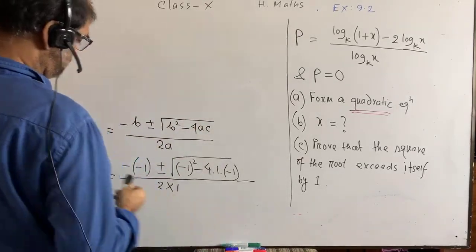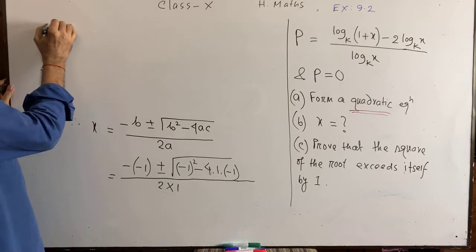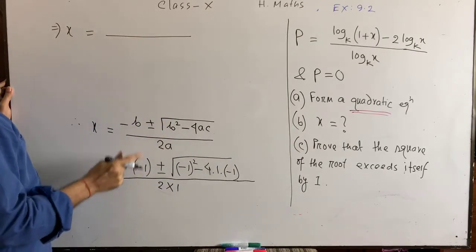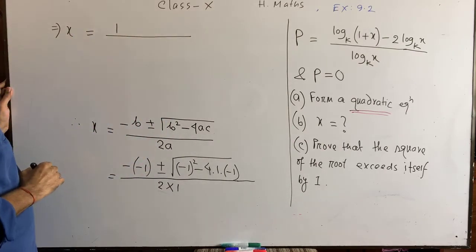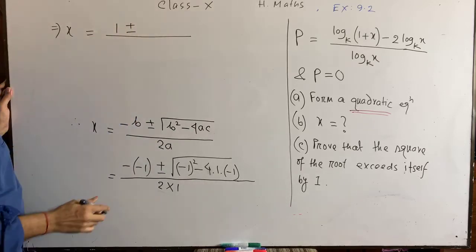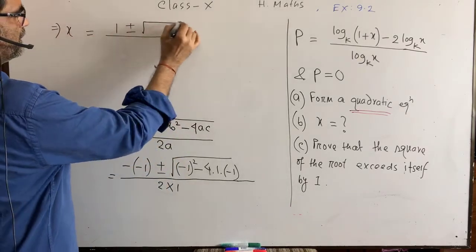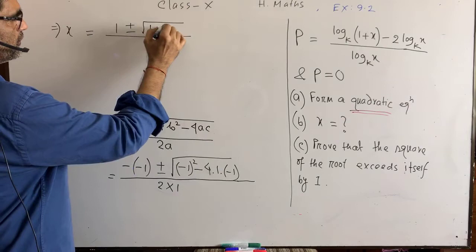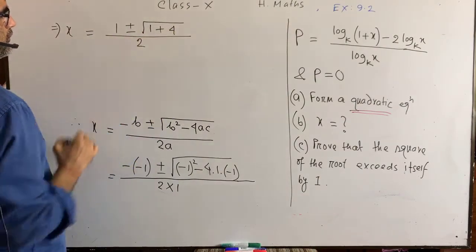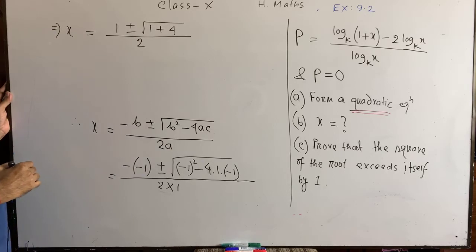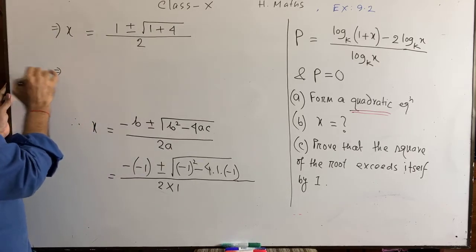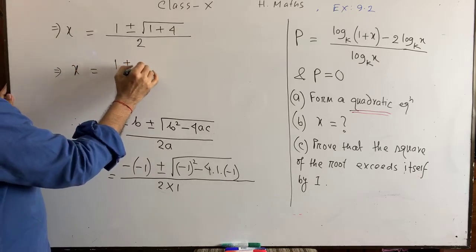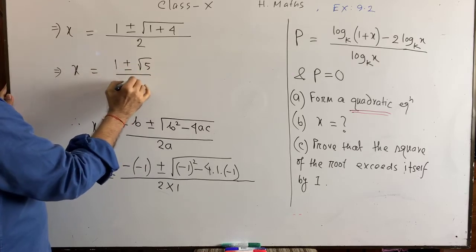Now we can write here, implies that x is equal to minus minus plus 1 plus minus, it is what? Okay, write down, it is minus 1 whole square, means 1 minus minus plus 4 by 2. That means x is equal to 1 plus minus root 5 by 2.